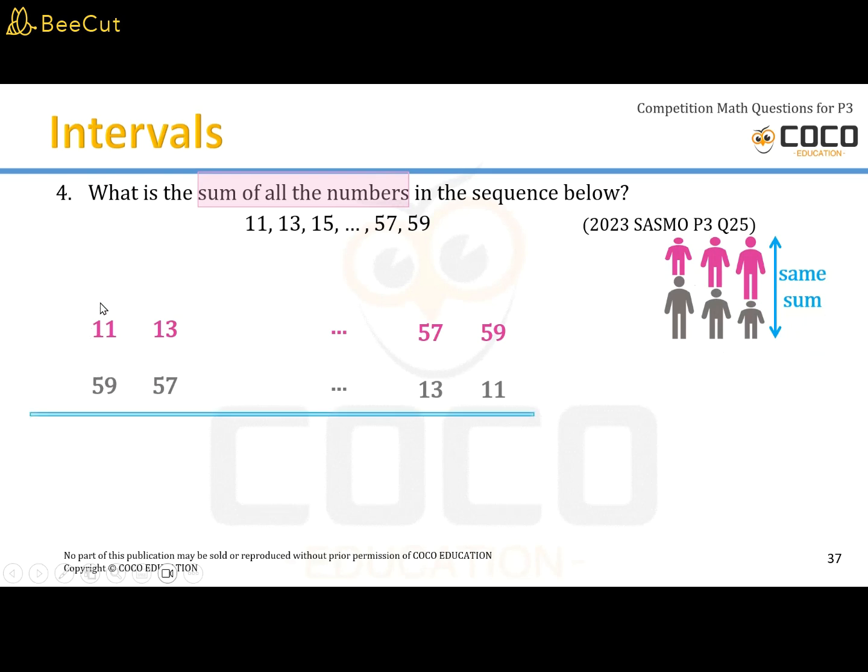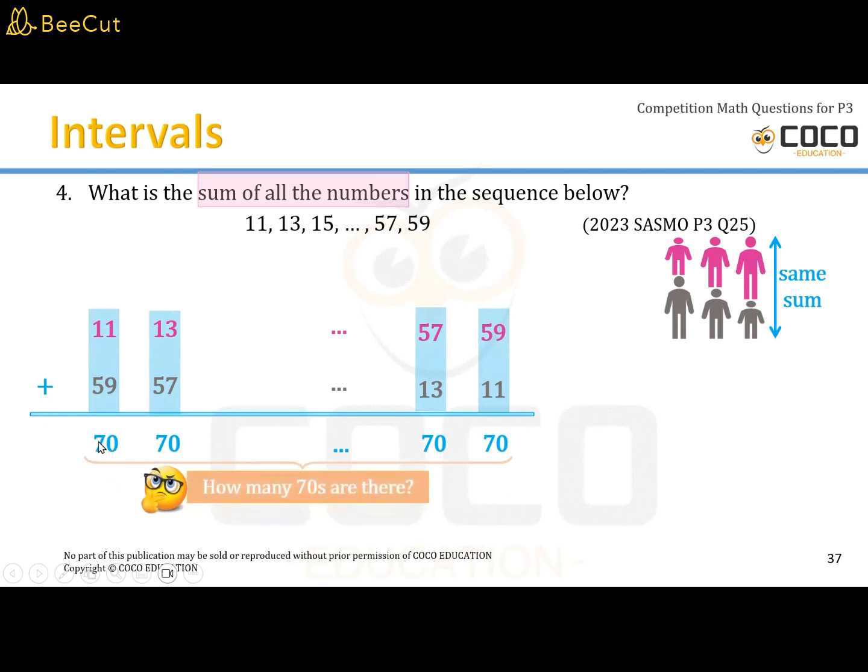So that's still the same numbers, but we just put them backward. Then you will see, now if we add each pair together, 11 plus 59, which is 70, 13 plus 57 is also 70. So you will get the idea, every pair will give you the same sum. And now, in order to find the sum, we only need to find how many 70s are there. It just depends on how many numbers in the sequence. This is what we have just done in the previous question.